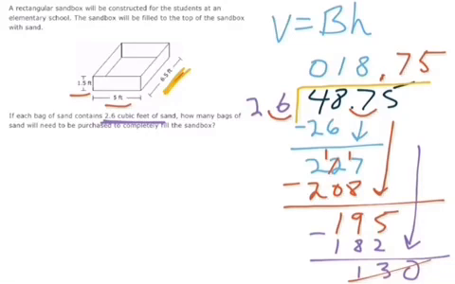So far, we could say, okay, the answer is 18.75 or 18 and 75 hundredths. And the truth is, our math is awesome. But when you look back at this question, if each bag of sand contains 2.6 cubic feet of sand, how many bags of sand will need to be purchased? Well, this means we're going to purchase 18 whole bags of sand and then 75 hundredths of another one. Well, when you buy sand, you can't just buy 3/4 of a bag of sand or 75 hundredths. So how many full bags of sand do we need to buy to cover this up?